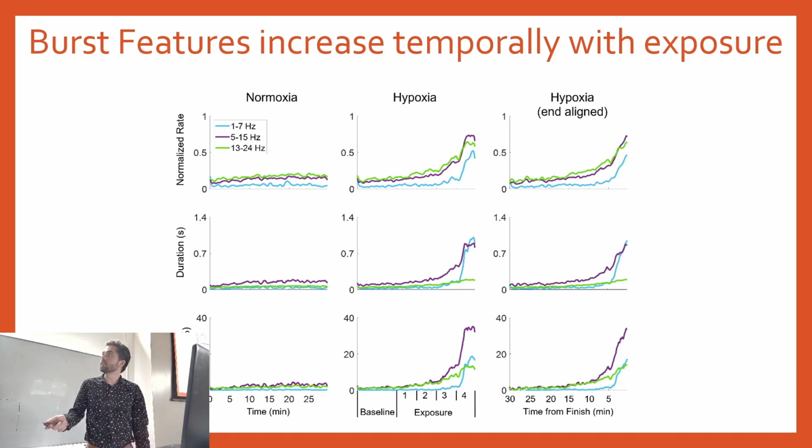And then we even looked at aligning to the end of when the participants dropped out. And you can see that it was a much more stable curve there, showing that as the participants are about to drop out, their burst features really increase, and then they might faint or just stop responding, become dizzy to the task.